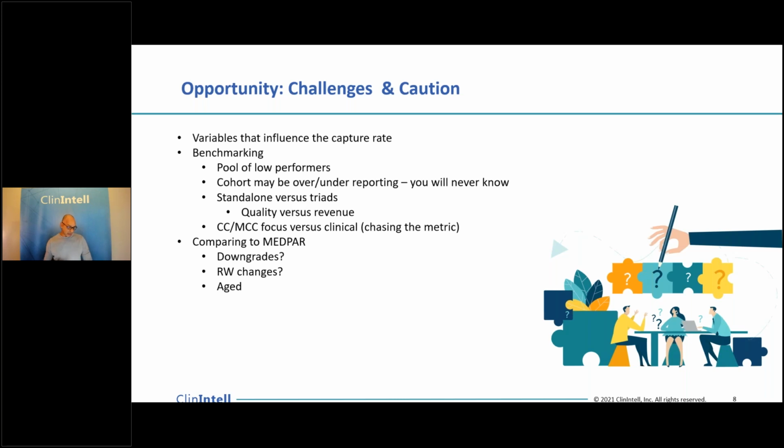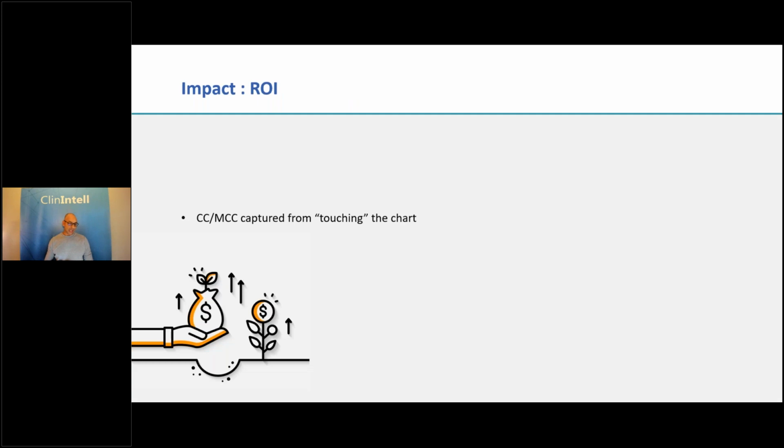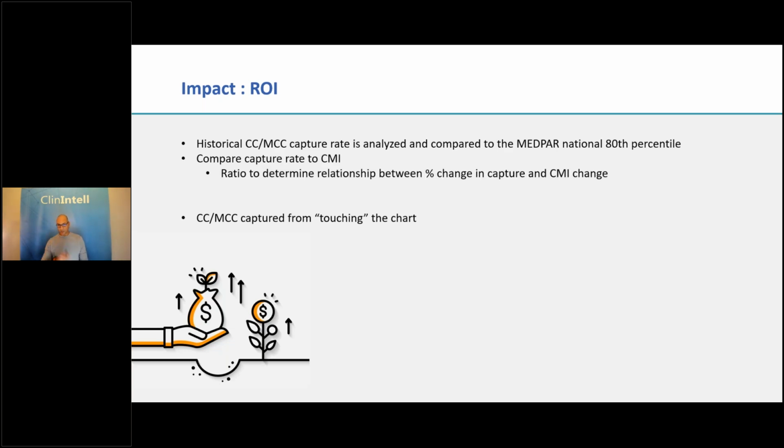Now, the problem with comparing yourself to MedPAR is that there are downgrades and the data is aged, as you know. There may be relative weight changes. Take all of that into consideration. Impact, right? So essentially, oh, this is odd. My animation is all messed up. Anyway, today's full of surprises. The historical capture rate is analyzed and then we compare it to the MedPAR national 80th percentile. We've heard this before. You've heard people do it before. It probably was done at your organization at some point in time.